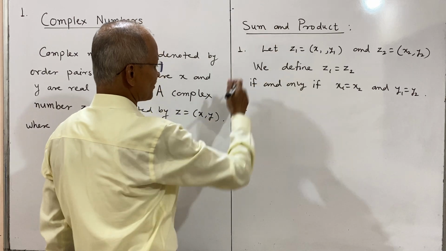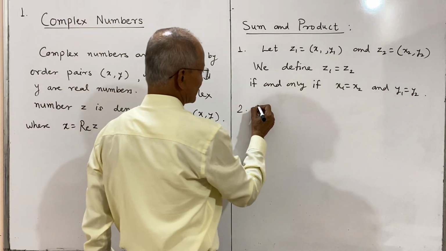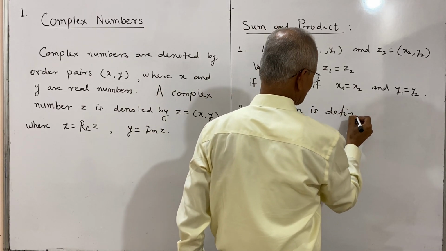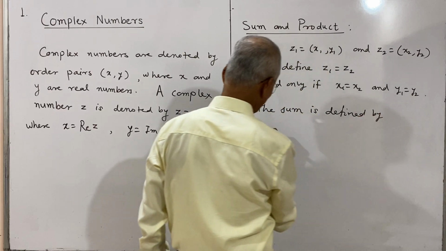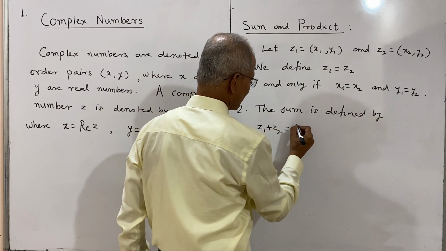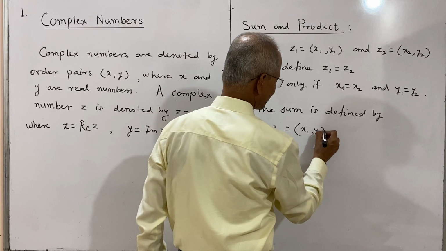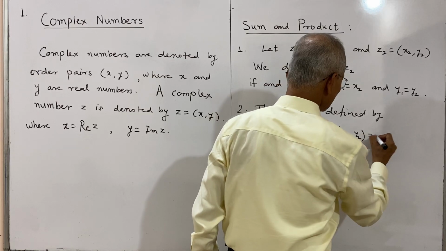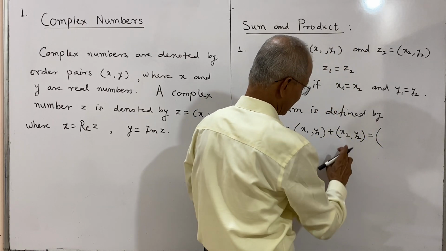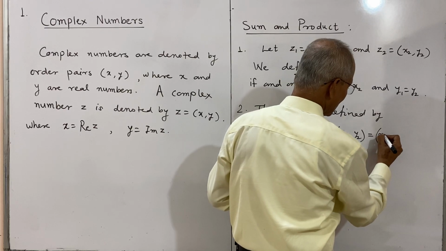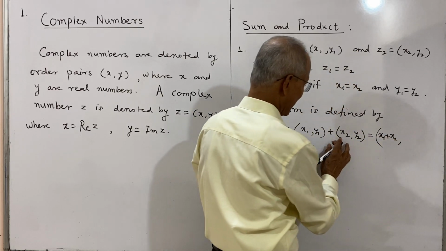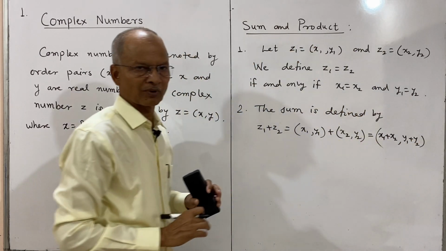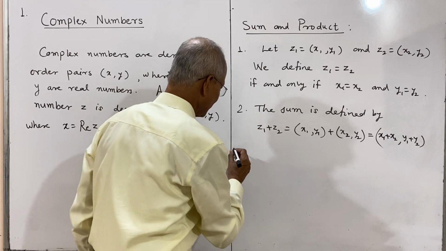Next we define the sum of two complex numbers. The sum is defined by z1 plus z2, where z1 is x1, y1 and z2 is x2, y2, and this sum is defined as x1 plus x2, the sum of real parts, comma y1 plus y2, the sum of imaginary parts. It's simple. So in this way the sum of two complex numbers is defined.